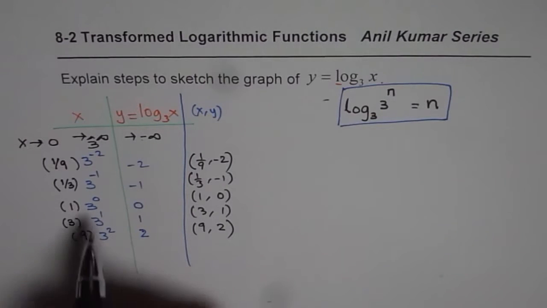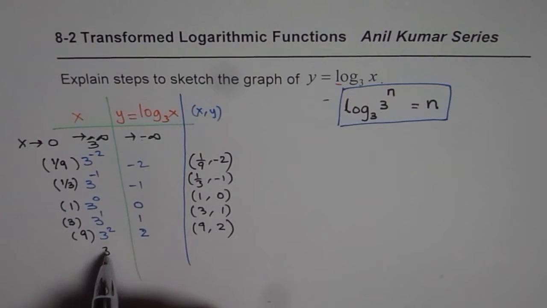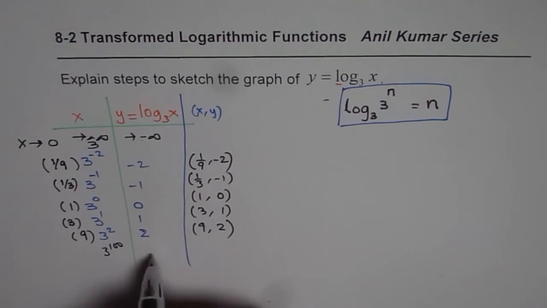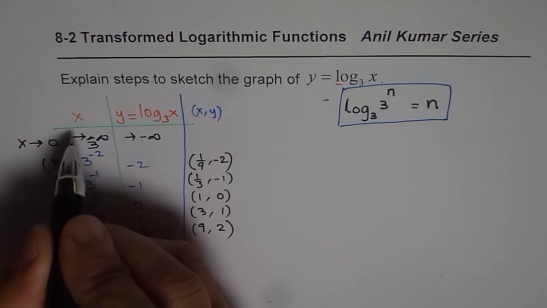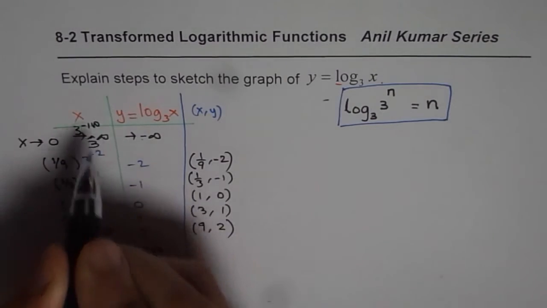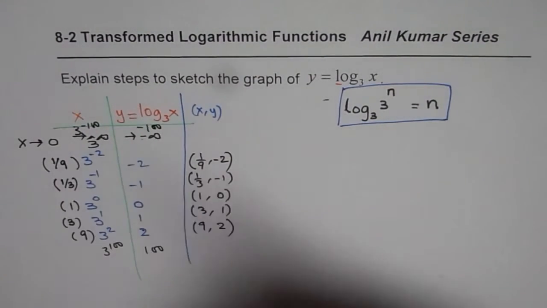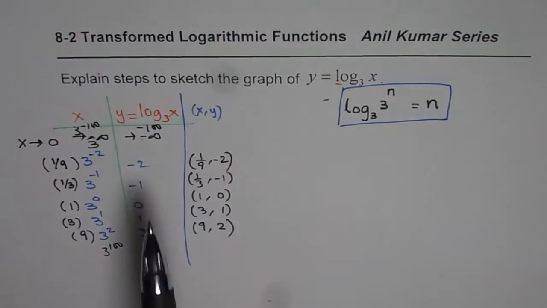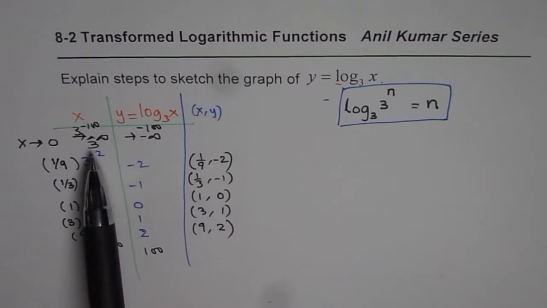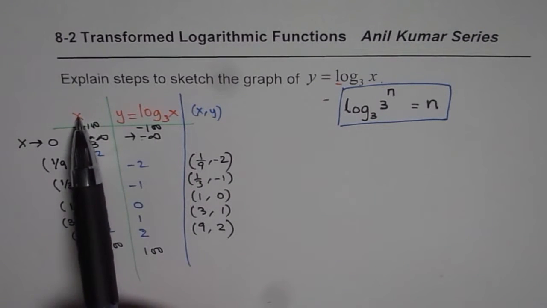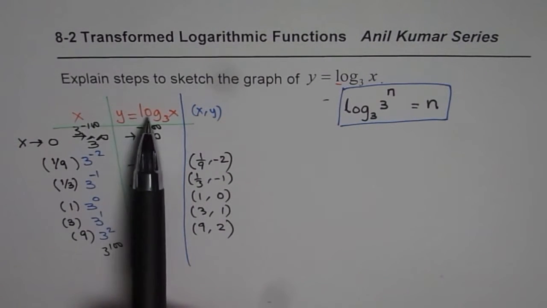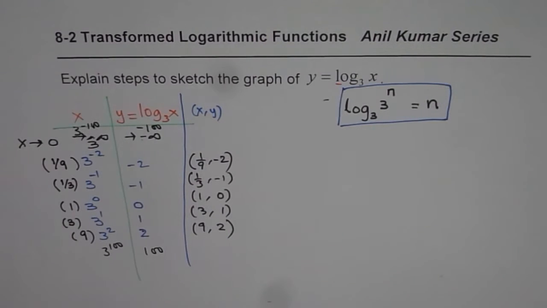Is that okay? And 3 to the power of 100 will be what? It is going to be 100. Let's put it like this. And you can say, what is 3 to the power of minus 100? It will be minus 100. That's also good enough. What we are saying here is that as x value approaches 0, y value approaches a large negative value.